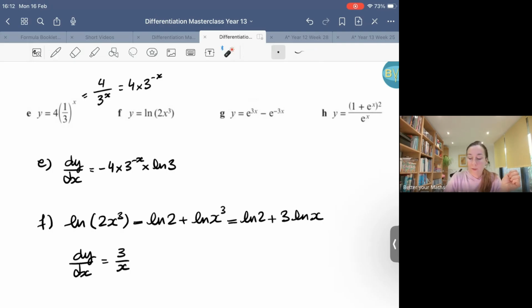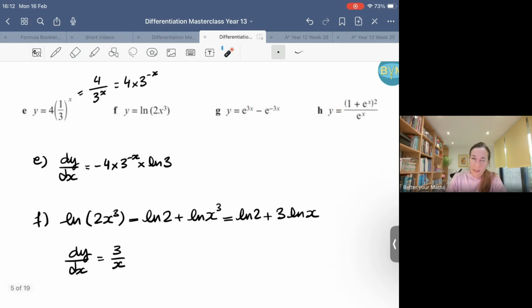These ones, we have two terms. We differentiate each of them. This one, we can expand the bracket and even divide by e to the power of x, and that's it. If we have time, we can come back, but I don't think we're going to have time. Is this clear? Exponentials and logarithms.